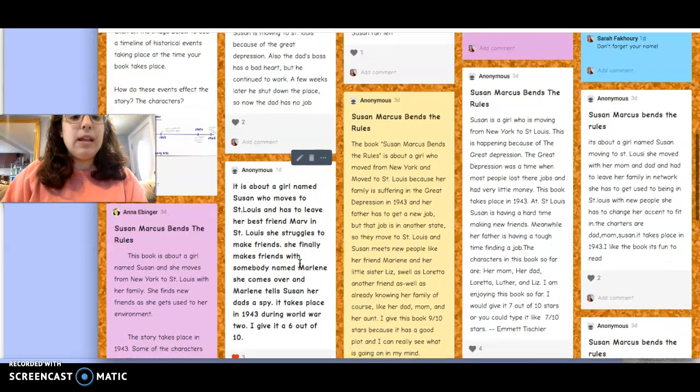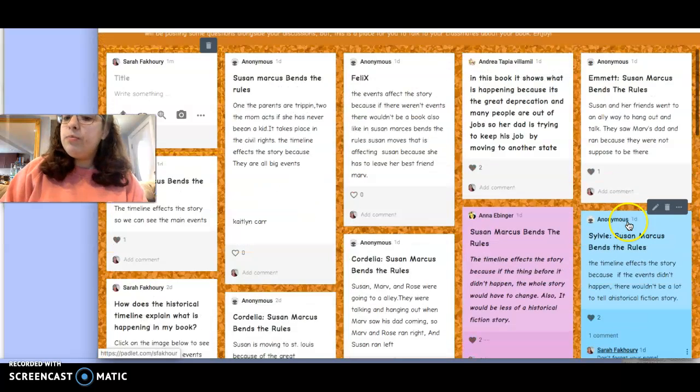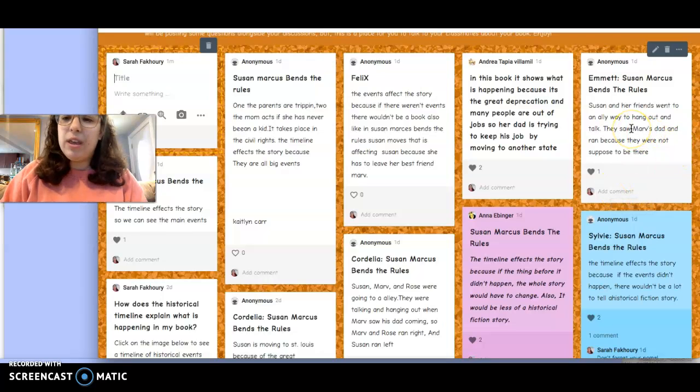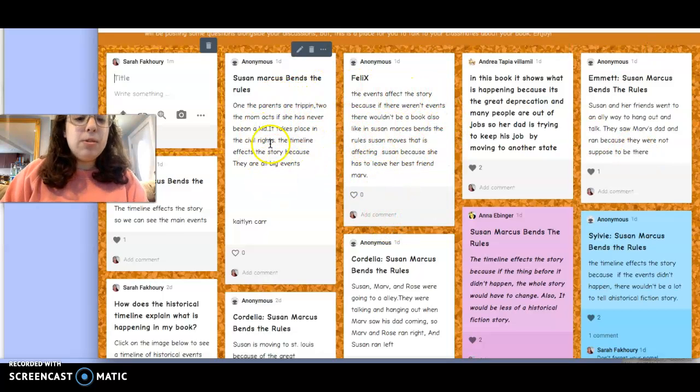Maybe you can say something like, wow, let's pick Emmett's. Wow, Emmett, that's a great thought. I was also thinking about Susan and when they saw Marv's dad and ran away, and how they might have been scared to see him because they weren't supposed to be there. Or you can say something about Caitlin's post and say, Caitlin, I really disagree with that. I don't think the parents are tripping. I think they're acting the right way, like parents are supposed to do, and my parent kind of acts like that sometimes too. So you're going to do two things.